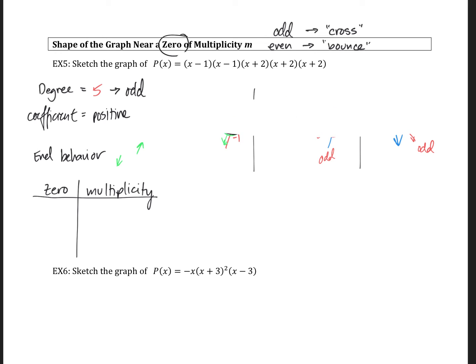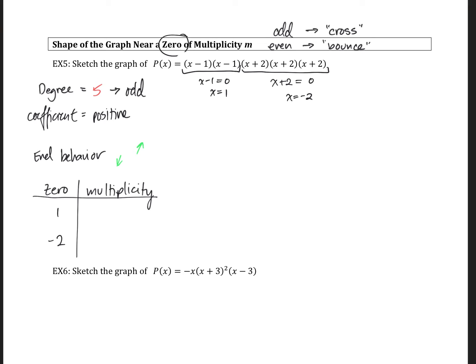Now let's take a look at our problem again. What are the zeros that we have? Well, we have x minus 1 twice. If I solve x minus 1 to find the zero, I get x is 1. That's one of our zeros. Next, we have x plus 2 showing up 3 times. If I solve that for my zero, I get x equals negative 2. So we have 2 different zeros, but the multiplicity is different. The multiplicity for the 1 is that it shows up twice. The multiplicity for the negative 2 is that it shows up 3 times.